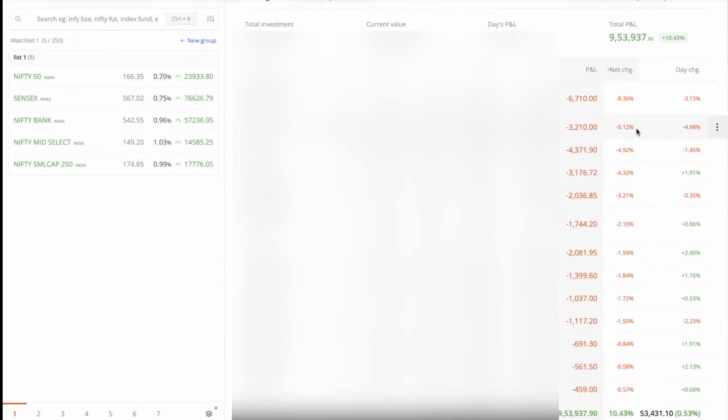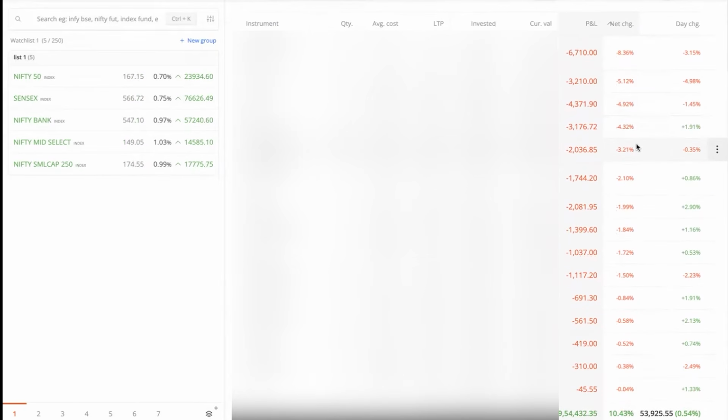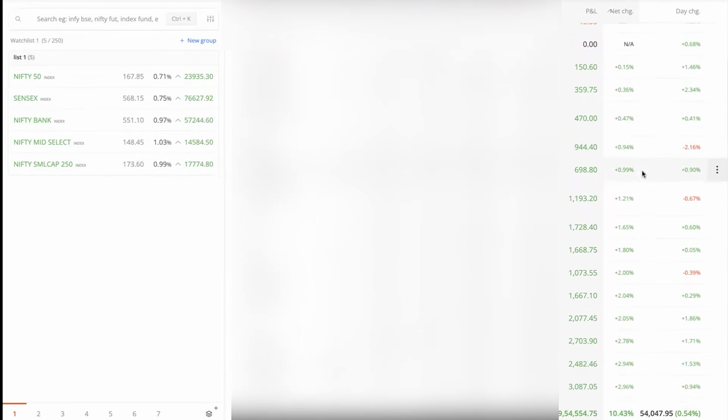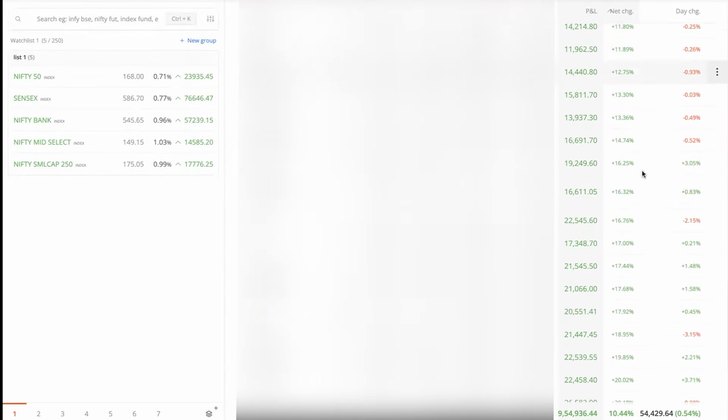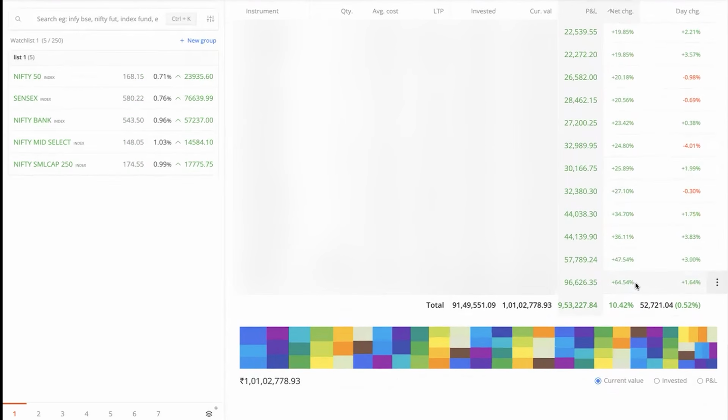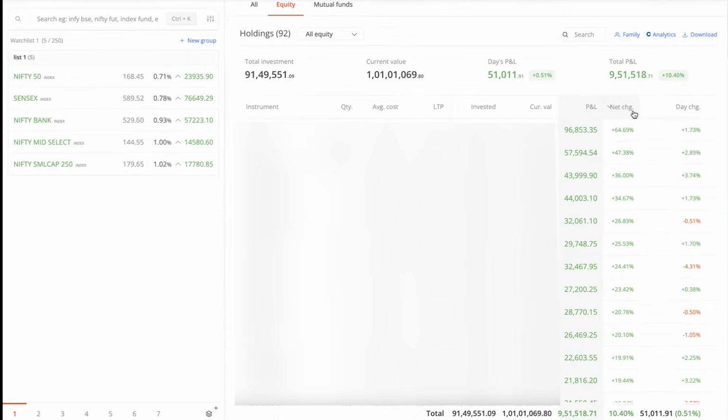Other than that, you can see this is around 5%, after that around 4%, and after that you can see that most of the stocks are in green, right? My losses are small and profits are bigger. You can see some stocks are 64% in green, 47% in green, 36%, 34%. So my losses are smaller and profits are bigger. Cut your losers quick and let your winners run. Whether you are trading or investing, cut your losers quick, have a stop loss, and when the stock is going in your favor and is in profit, hold on to it. Don't cut it too early.